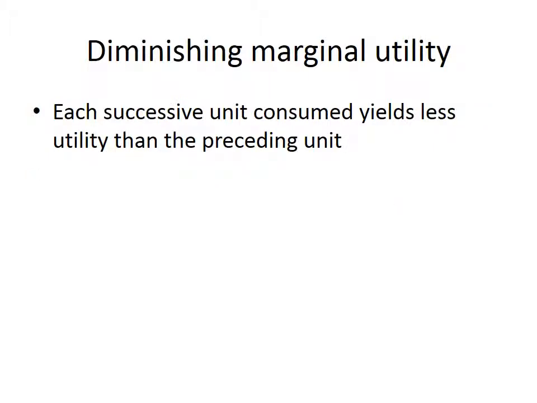Now, this is critical to understand. And there's a few different things that we want to think about with it. So let's just throw it out there first. Diminishing marginal utility means that each successive unit consumed yields less utility than the preceding unit. What does that mean? That means, among other things, the more I consume something, the less valuable each of those things is, which means, ultimately, the more I have of something, the less valuable each of those is.